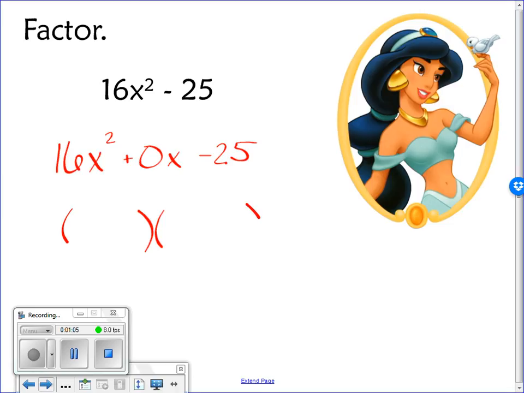Okay, so we'd set up our parentheses, right? Last one's negative, so what are your signs? They're different, opposite: 1 plus, 1 minus.